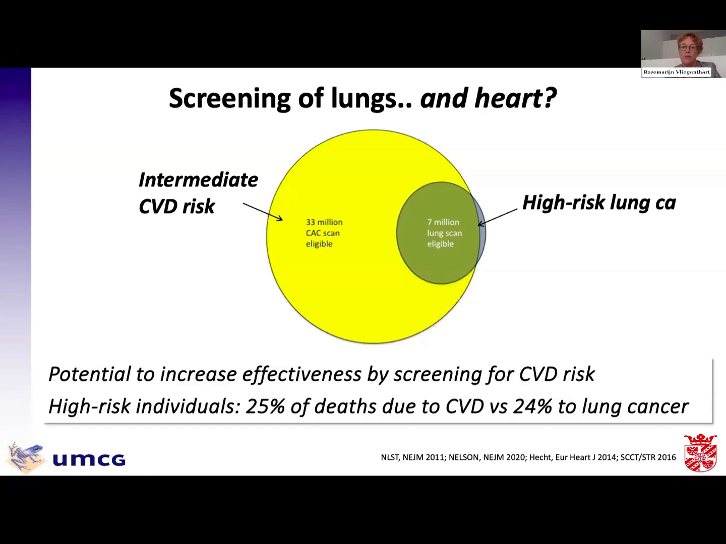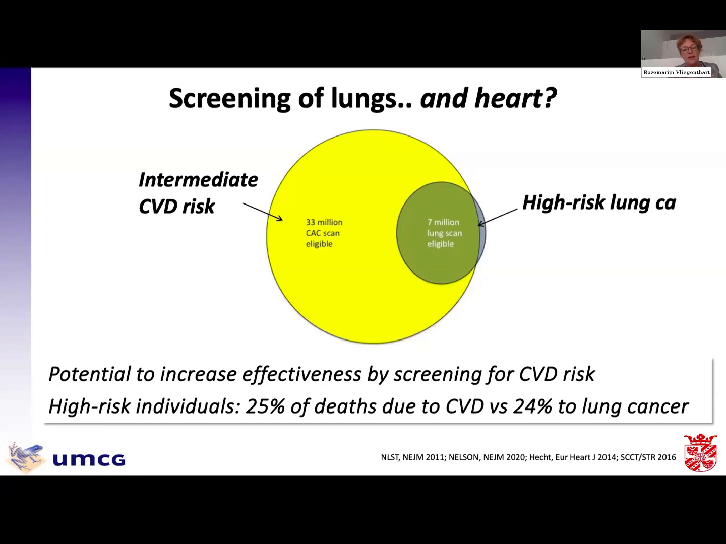And also we know from, for example, the National Lung Screening Trial, but also the Dutch-Belgian Nelson trial, that the mortality in the lung cancer screening population is basically the same for cardiovascular disease compared to lung cancer. So we could really increase the efficiency of lung cancer screening if we would directly also look at those with an elevated risk for cardiovascular disease.